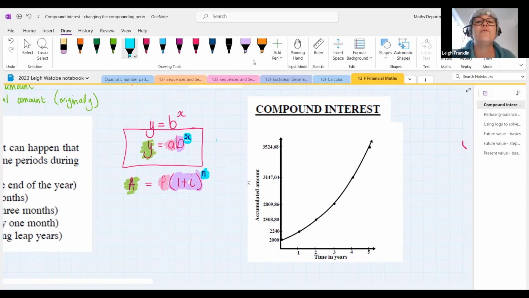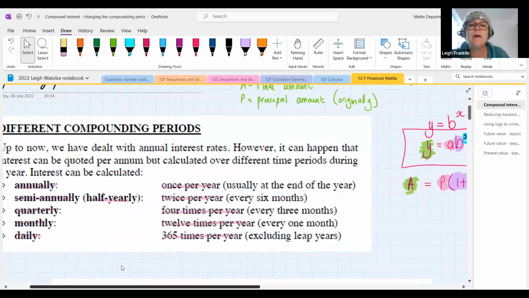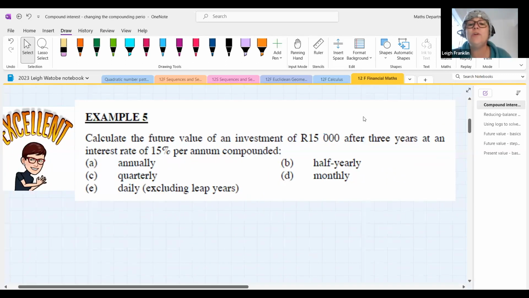Look at the shape of the graph. You can see that that is an exponential function. So n over here could be the number of years if it was compounded once a year. And here you've got essentially A of n, just like you would have y. I hope that makes sense to everybody. Let's go and have a quick look. We won't worry about the annually, or maybe I'll just do that really quickly.